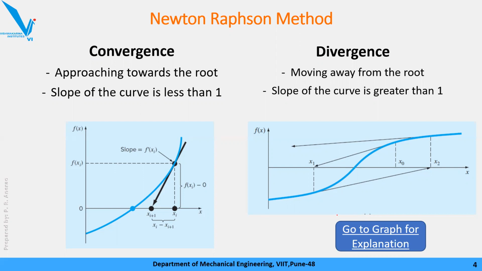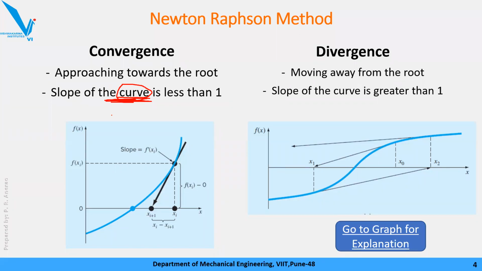So moving ahead, we know that convergence happens when we go towards the root, when the slope of the curve is less than 1, and then we will move towards the root. That means we will converge to the root. Now this curve is not the given function. Remember this, many times students make a mistake here. Okay, this curve or this slope is not of the given function.